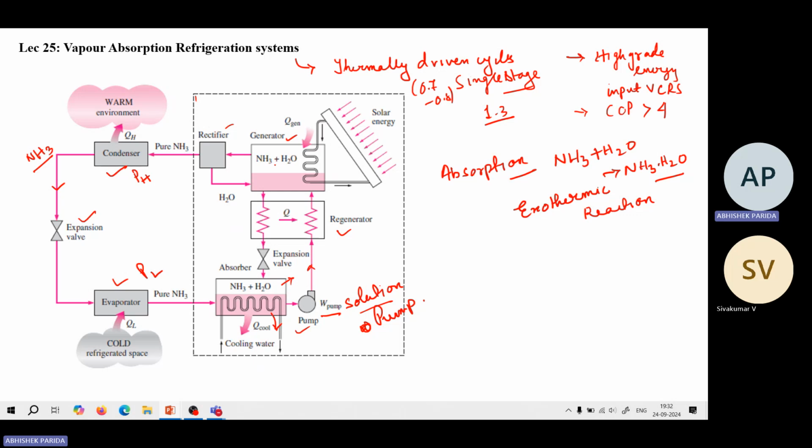Now in the generator, what will happen is this NH3.H2O will be separated to NH3 vapor, because as I already said, this part of the cycle will only deal with NH3, only ammonia gas. Okay. So here the aqueous solution of ammonia and water will be separated. And how is that separation done? Whenever there will be a breakage of bond, we need to provide some energy.